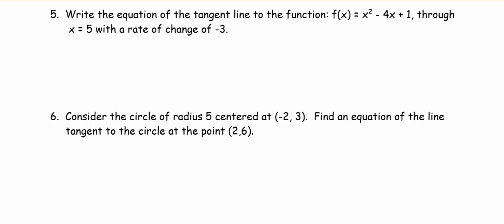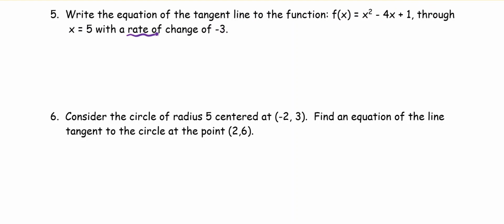Example 5. Once again, I'm writing the equation of a tangent line. Same thing, write the equation of a line. And it's giving me a function. It's saying it's tangent to this function through x equals 5 with a rate of change of -3.